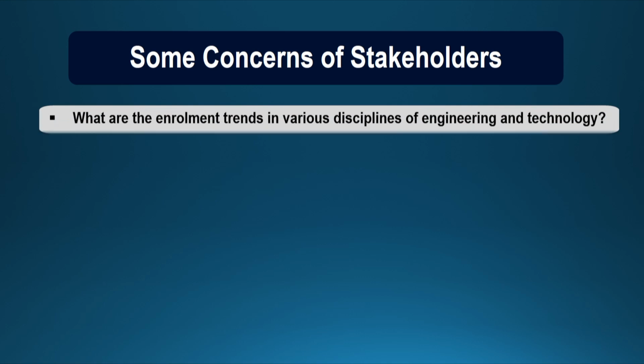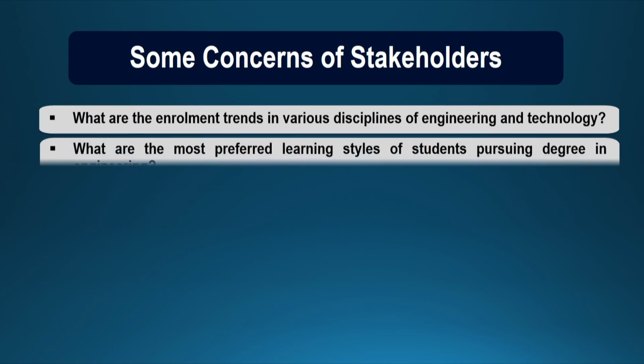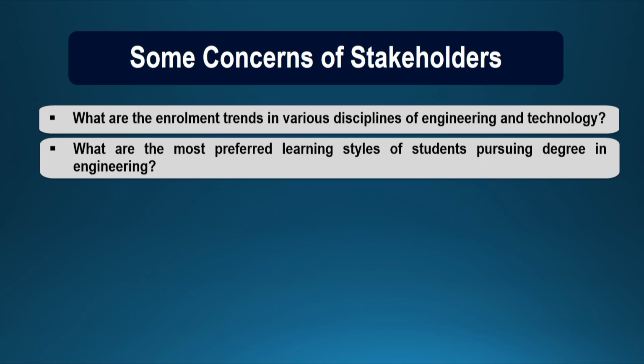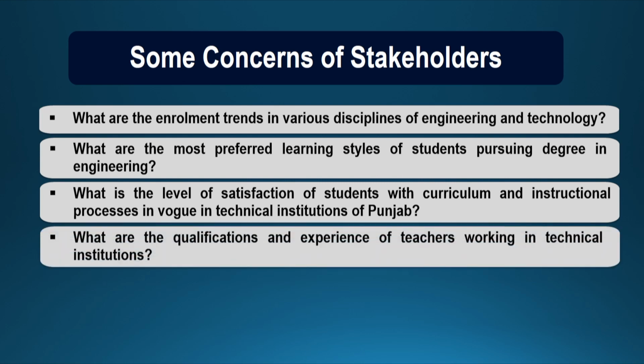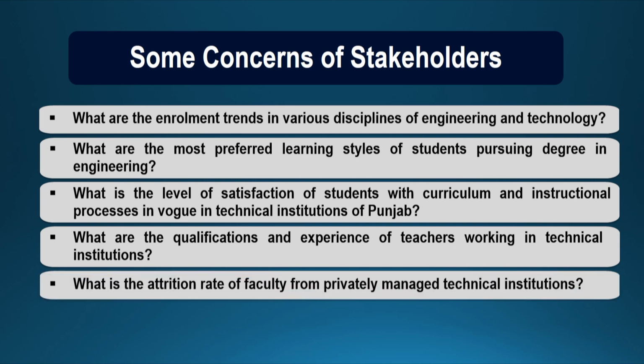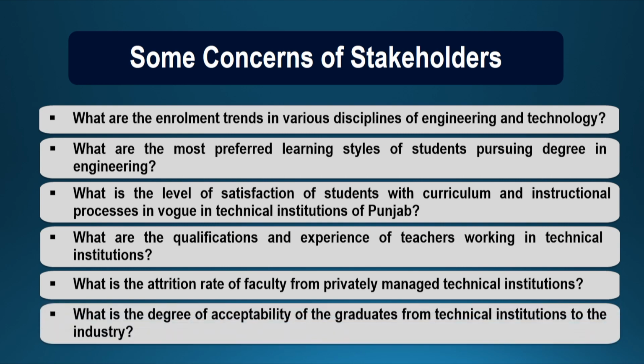Now see what kind of questions can be answered. If you are interested in studying the enrollment trends, the learning styles preferred by the students, the satisfaction level of students with curriculum and instructional processes, the qualification and experience which teachers have, or you are interested in finding out the attrition rate of faculty from technical institutions, or you are concerned with the degree of acceptability of the graduates from the technical institutions. All these questions are related to what, and they are determining the current status of the defined population.